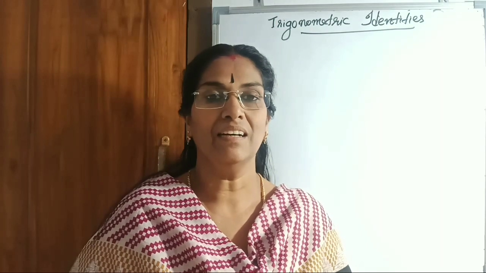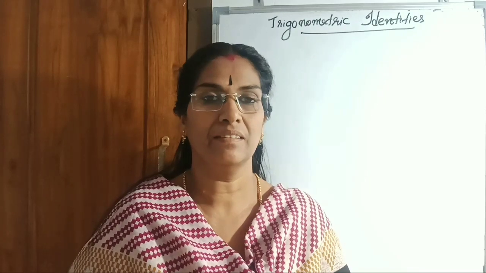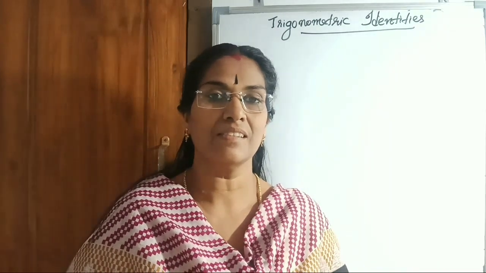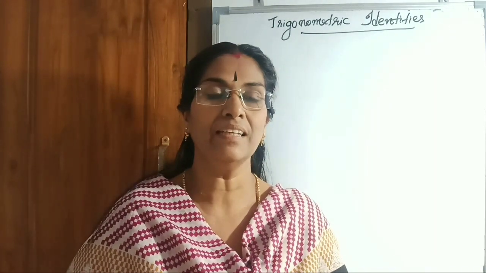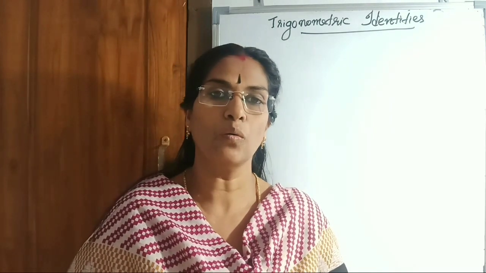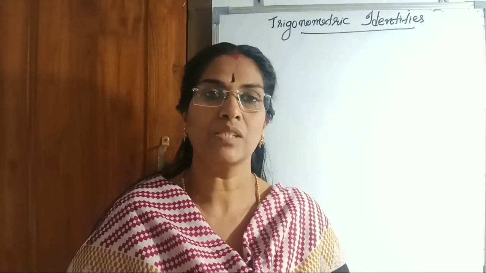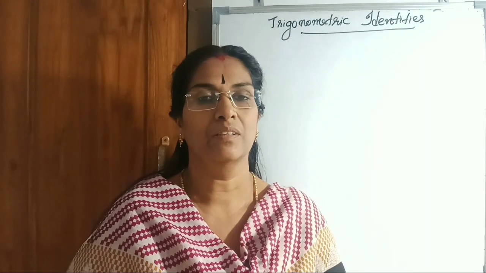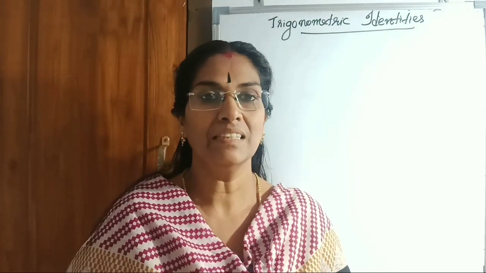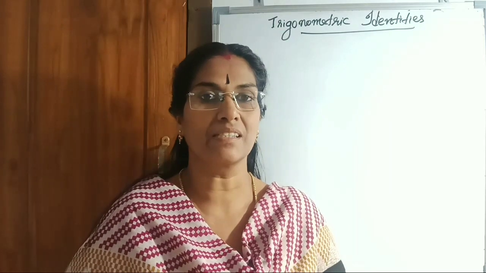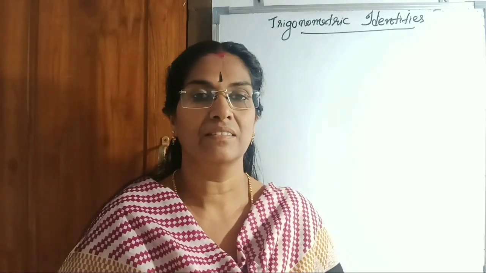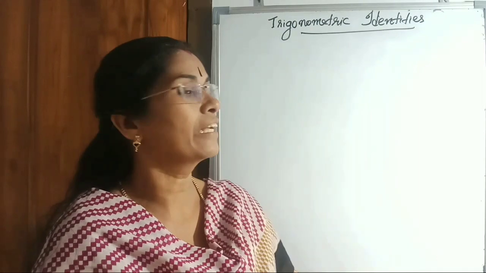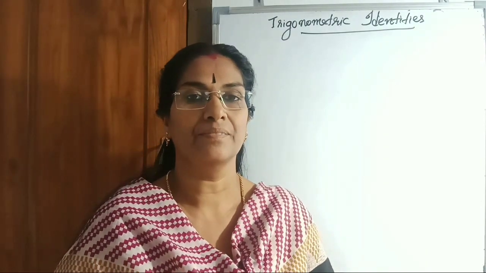In the last class we learned the trigonometric values of specific angles, that is sin 0, 30, 45, 60, 90, like this cos, tan, cosec, sec and cot. We learned the values and we solved some questions. Today we are going to discuss trigonometric identities.